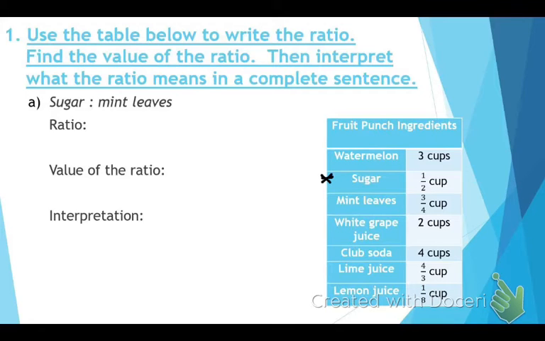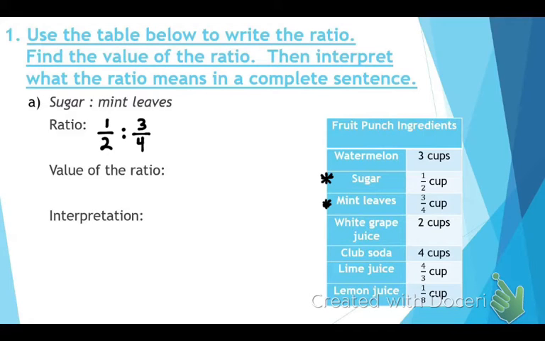If you would, just put a little X or a star on the sugar. How much sugar does it say I need for this recipe, class? 1/2 cup, okay? So I am comparing 1/2 cup to the other thing I'm comparing it to, the mint leaves. How much mint leaves do I need? 3/4 of a cup.